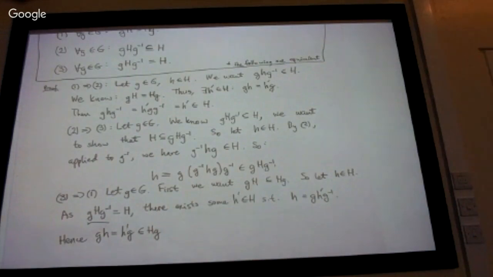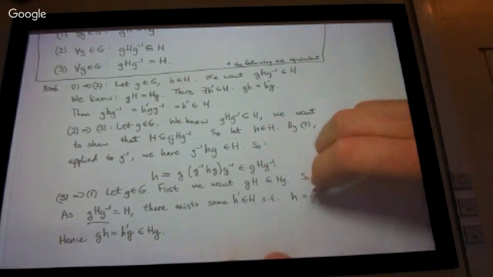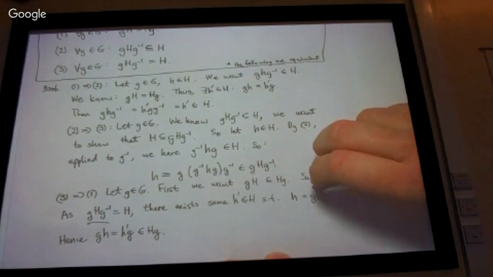Wait, should that not be the other way around? Should it not be h dash times g, to get rid of the g inverse? Yes, you post multiply by g. So yeah. You're absolutely right. Thank you.